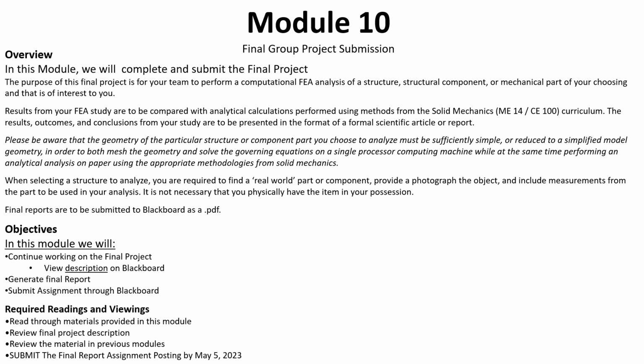As you're completing your final group project report and getting it ready for submission, I want you to be aware that the geometry of the particular structure or component that you choose to analyze needs to be sufficiently simple, or to have the ability to reduce it to a simplified model geometry. The reason for this is so that you can mesh this and solve the governing equations using a single processor computer, not have to have a supercomputer to do that. At the same time, it needs to be simple enough from the beginning in order to do the analytical and your hand calculations on paper using the appropriate methodologies from your Solid Mechanics or ME14 class.